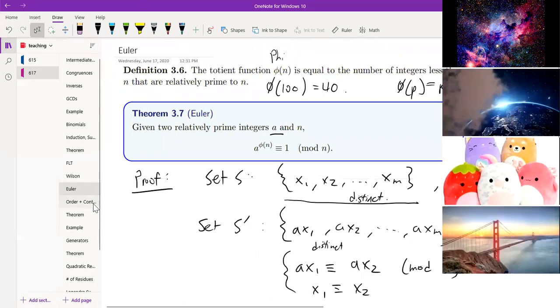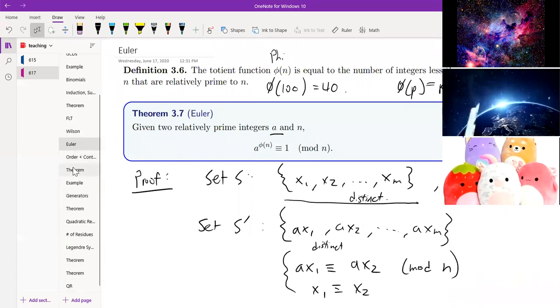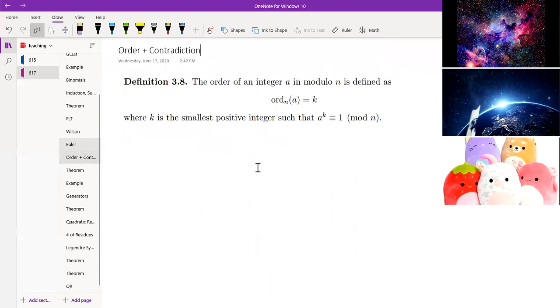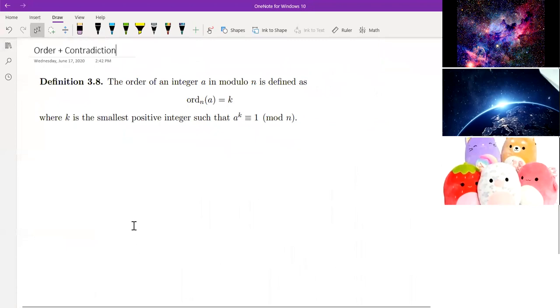We are moving kind of fast because we are running out of time. I'm definitely not going to be able to finish all of these topics in the next 15 minutes or so. So I'm going to try to finish talking about order and maybe generators by the end of this lesson.